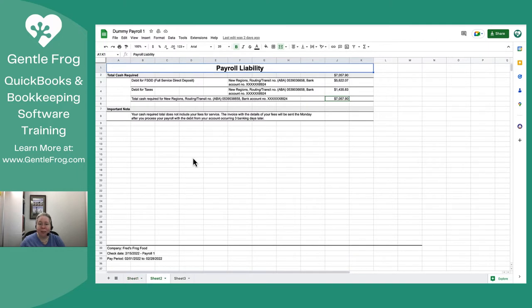The second tab is the payroll liability report. This is just a fancy way of summarizing the money that's going to come out of your bank account. With your payroll company, there'll typically be two draws: one deduction from your bank account for the direct deposit, the total of all the money getting pulled out, and a second deduction for the taxes. So the employer tax and the employee tax.